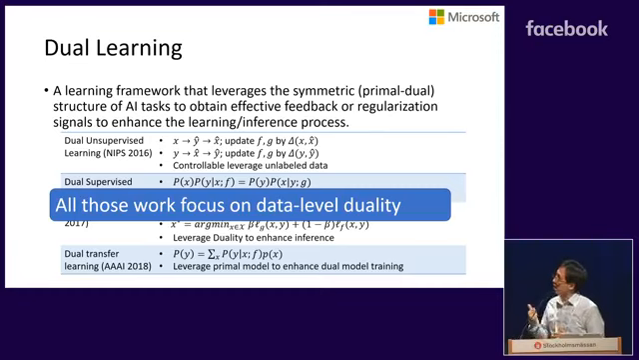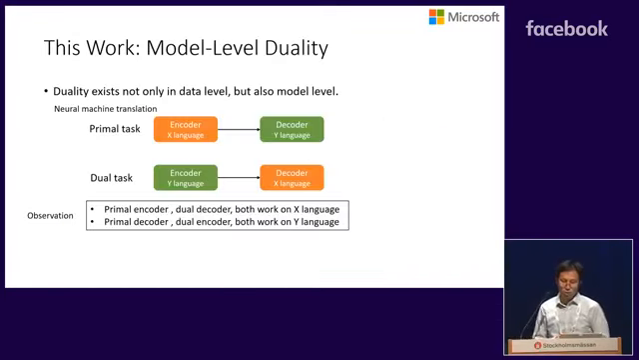For example, the unsupervised setting focuses on the translation or mapping from X to Y and then back to X, and aims at minimizing the reconstruction error. In the supervised setting, it tries to achieve consistency between the joint probability computed by the primary model and the dual model. In this work, we take a further step. We consider model level duality, because duality exists not only at the data level, but also at the model level.